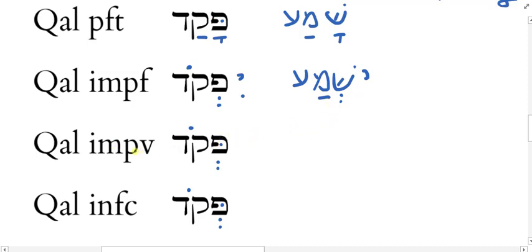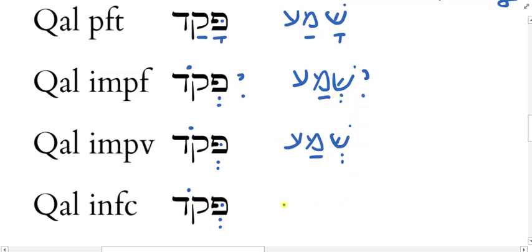How do I create the imperative? I take the imperfect and I chop off, oops, that should have had a hiriq there, yishma. I chop off the prefix, and what am I left with? Shema. Shema. All right? Still following the qal imperative pattern, removing the prefix. I'm left with shema from yishma.